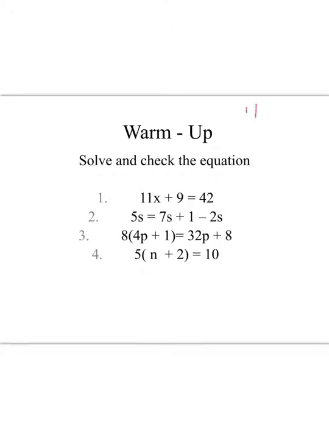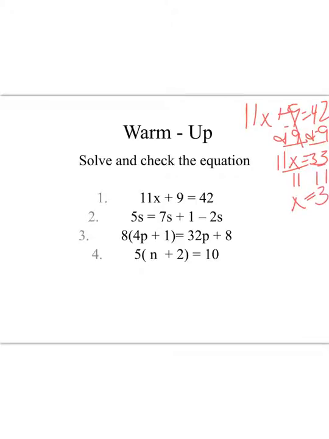we have 11x plus 9 equaling 42. We're going to move the 9 first because it does not have the variable by adding the opposite, or adding negative 9 to each side. When we do that, we get 11x equaling 33. Divide each side by 11 to get the x by itself, and we end up getting x equaling 3. So the answer to the first one is 3.